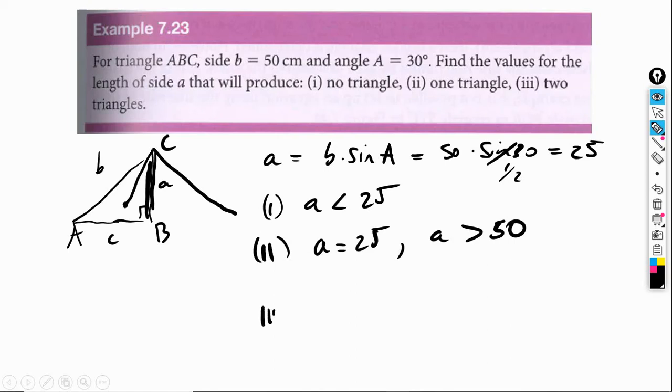And then finally, the case where you can get two triangles is when a is greater than 25 but less than 50.